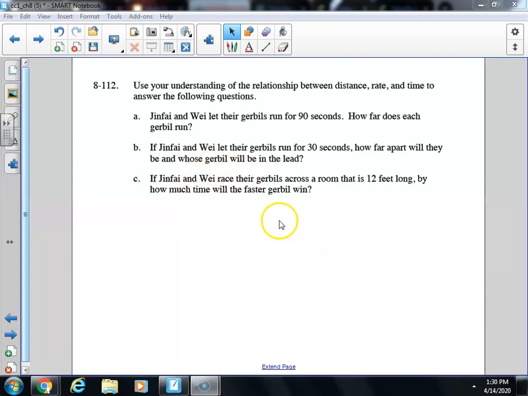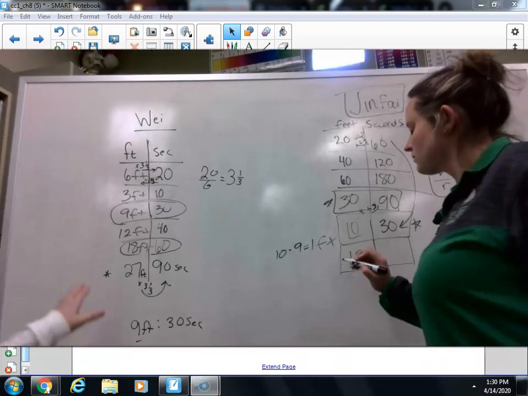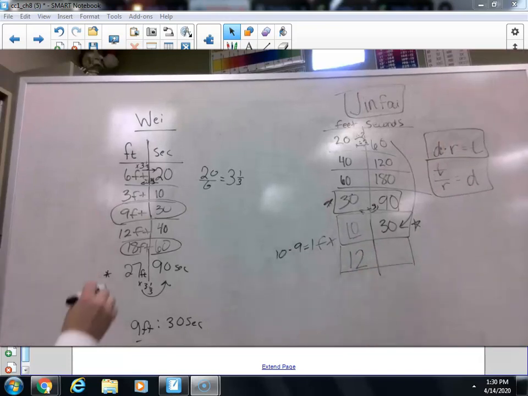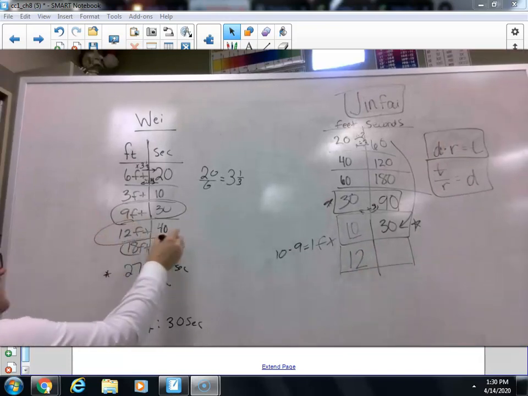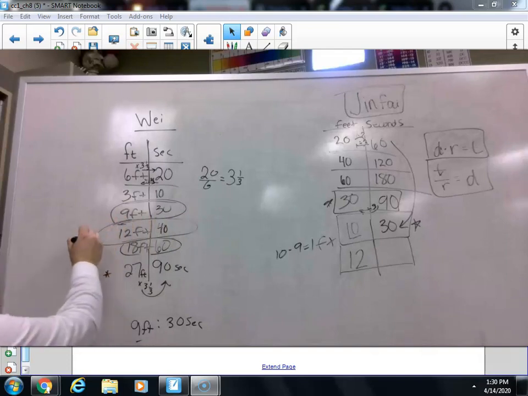So we already know that Jinfei is going to be our winner, but now we're not going to compare time. We're going to compare the distance that they traveled. So luckily for me, in my table, I already have 12 feet right here, and I know that in 12 feet it's going to take 40 seconds for my gerbil.